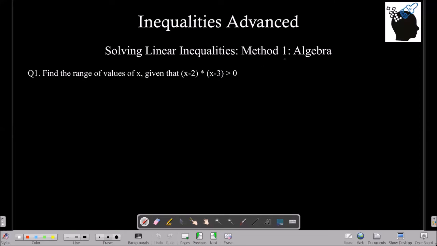We'll be solving inequality problems using two methods. Let's start with the algebra method. You can pause the video and give it a shot. Okay, so let's discuss this.